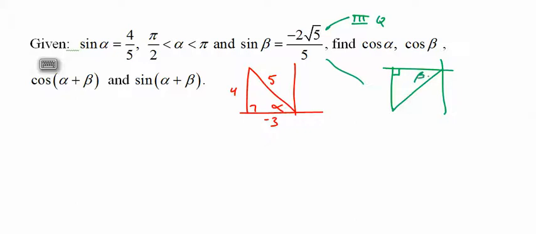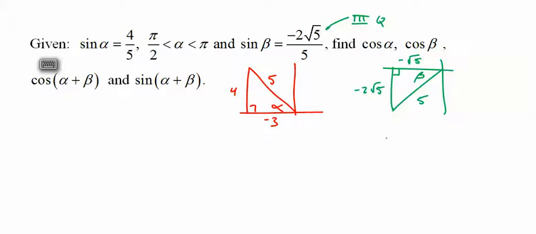Beta. Notice alpha and beta have nothing to do with each other. We have to set up 2 whole problems. What a pain. Negative 2 root 5 over 5. Negative root 5, I think. 4 times 5 is 20, 20 plus 5 is 25. Booyah.